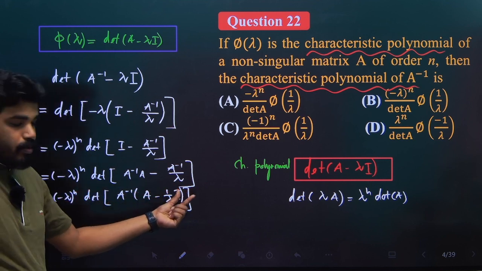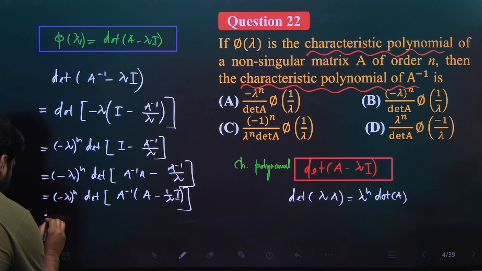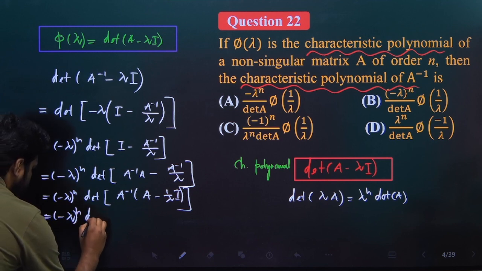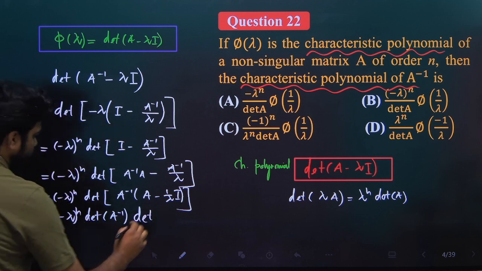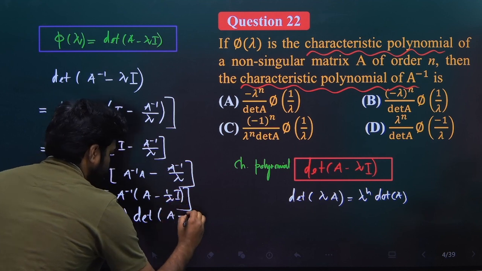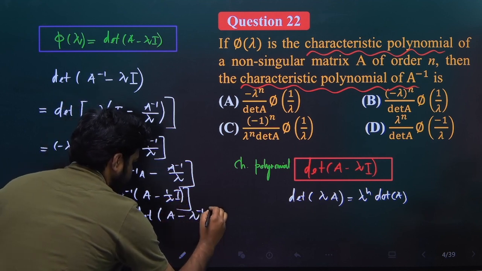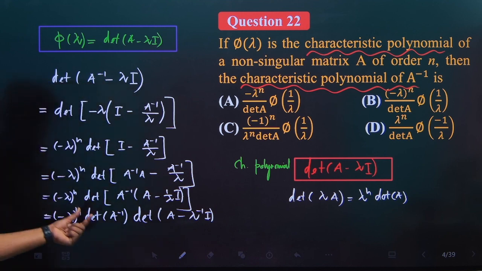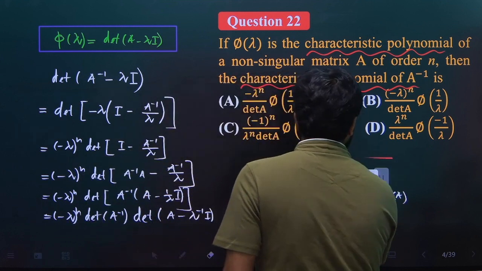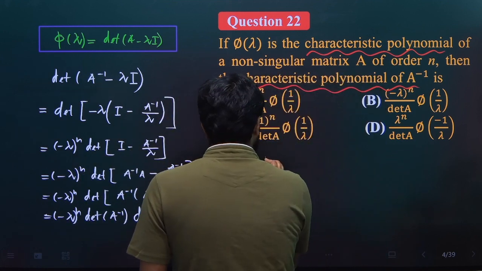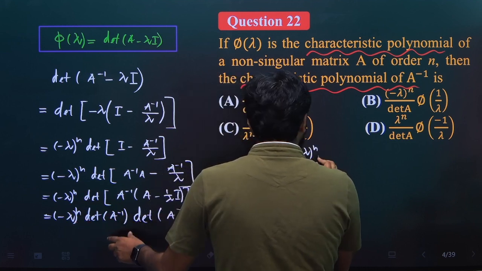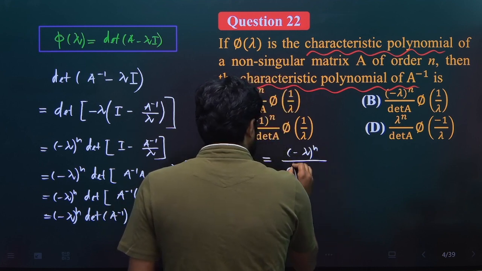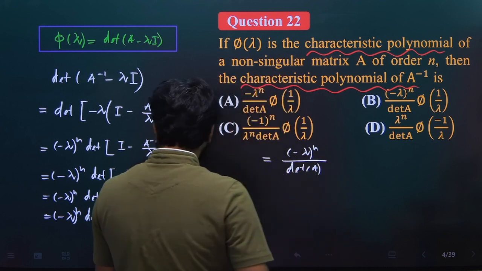So determinant of AB equals determinant A into determinant B. So this equals minus lambda to the power n, determinant of A inverse into determinant of A minus 1 by lambda, that is lambda inverse I. So determinant of A inverse, that means 1 by determinant A. So this equals minus lambda to the power n, determinant A inverse, that is 1 by determinant A.